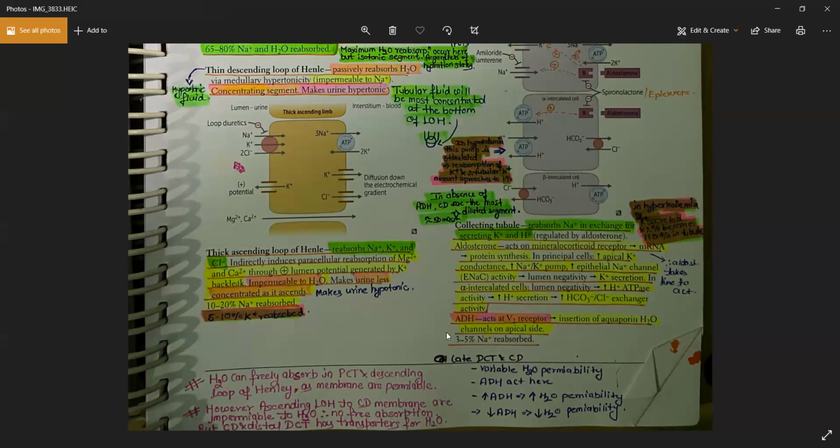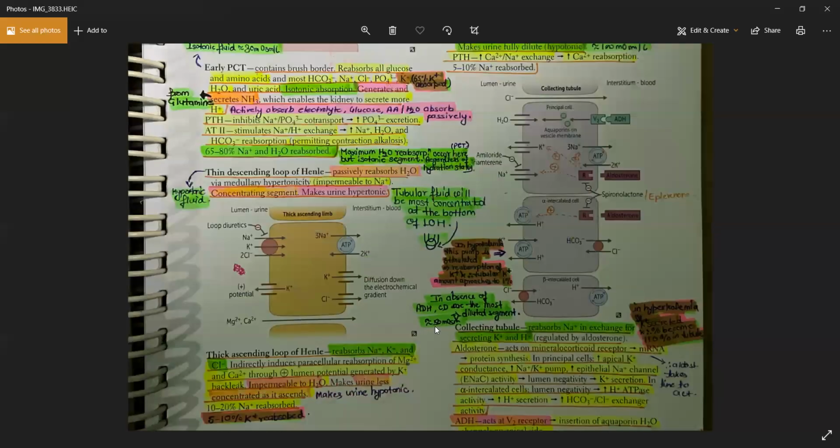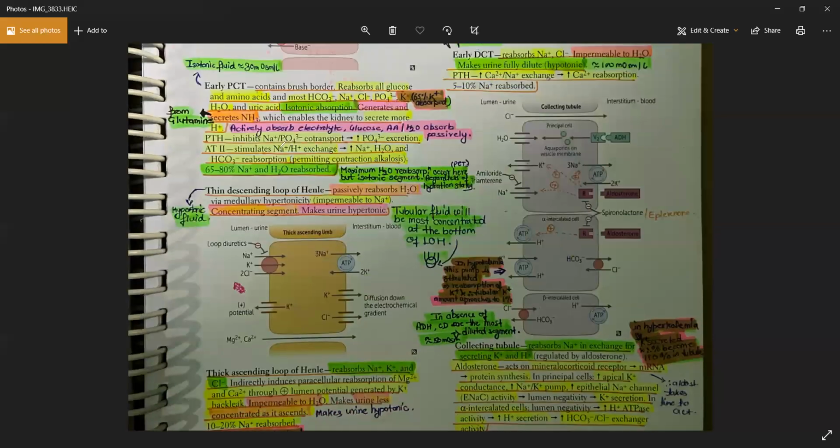Okay, so if I want to, let me draw a graph for you. Let's divide the nephron portion first. This portion corresponds to the PCT. This portion up to here corresponds to the descending loop of Henle. This portion corresponds to the ascending loop of Henle. And then you have the collecting duct.